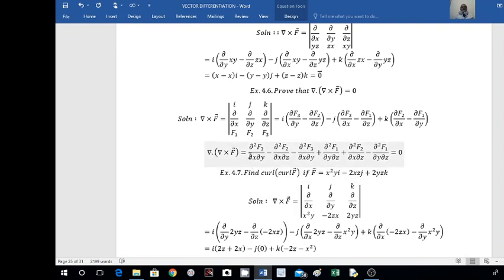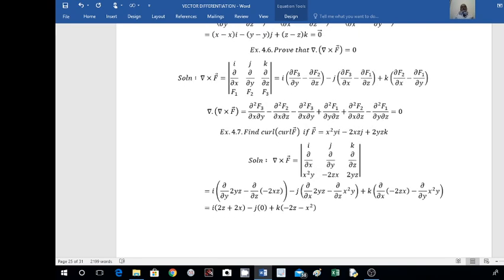See here, dou square f3 by dou x dou y is here, minus dou square f3 by dou x dou y is here, gets cancelled. Next, minus dou square f2 by dou x dou z plus dou square f2 by dou x dou z gets cancelled. Then this term dou square f1 by dou y dou z minus dou square f1 by dou y dou z, these two terms get cancelled. So all the terms get cancelled. This is equal to 0. Okay. Next example.